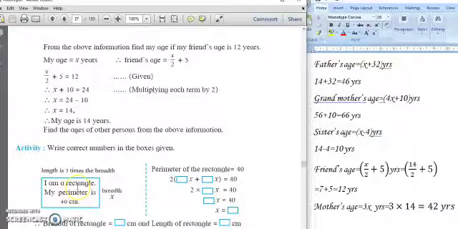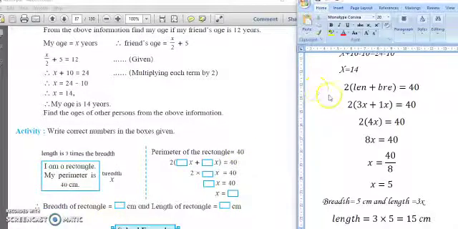I am a rectangle. My perimeter is 40 centimeter. So the perimeter of the rectangle is given as 40 centimeter. See here. Perimeter equals 40 centimeter means what? What is the formula for perimeter? 2 into length plus breadth. This is the formula for perimeter.